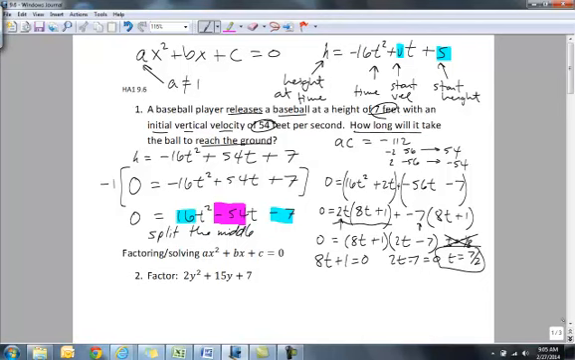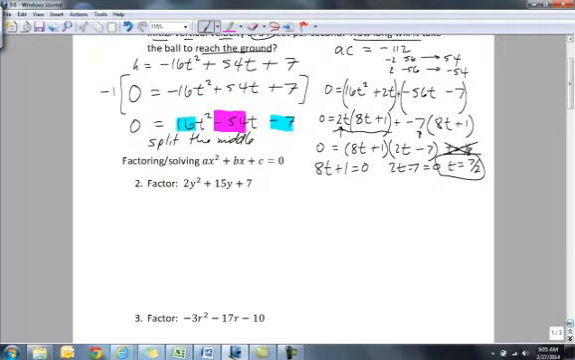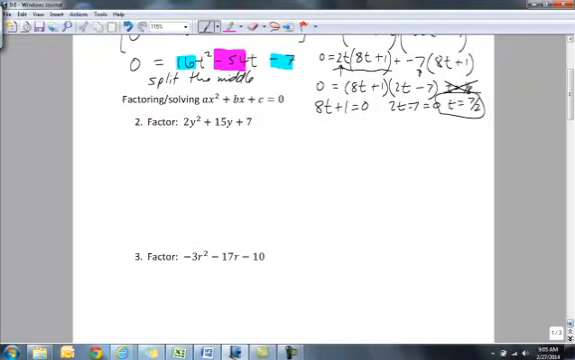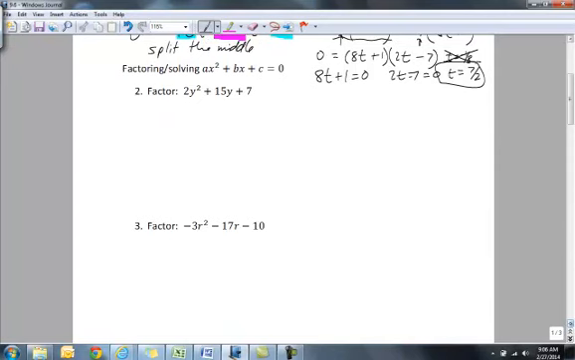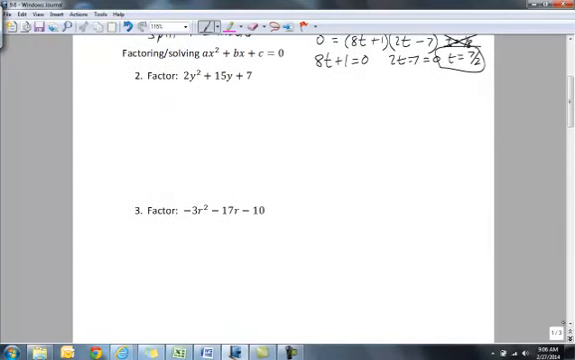Okay, so what we're going to do for the next couple of problems is practice that factoring skill that we just talked about, split the middle. At any point, feel free to stop the video. These numbers are smaller. These problems are a little bit easier than the baseball problem we just did. But try these on your own. Watch the video, see how it goes.